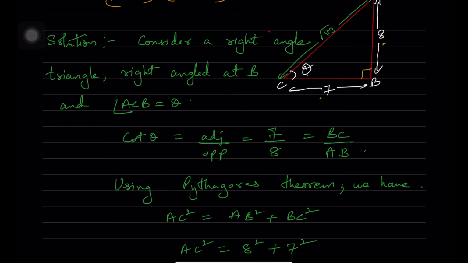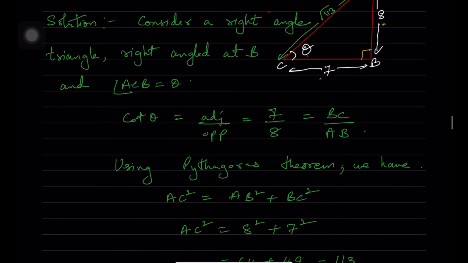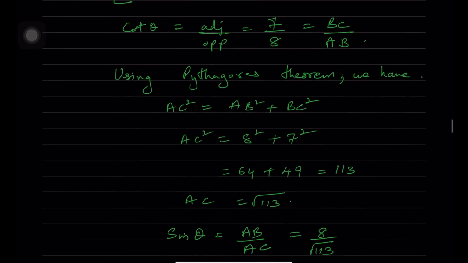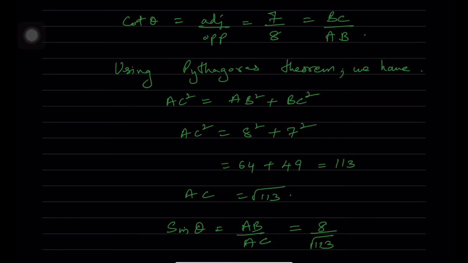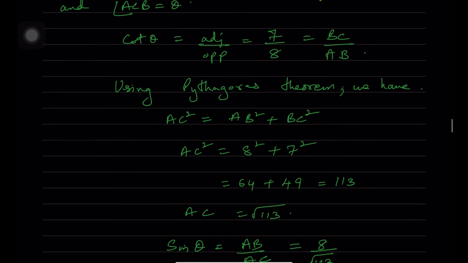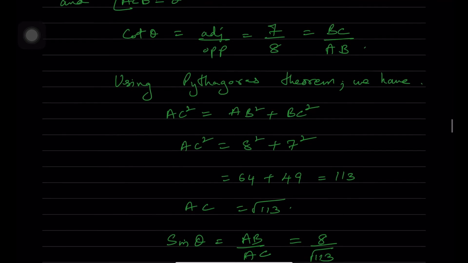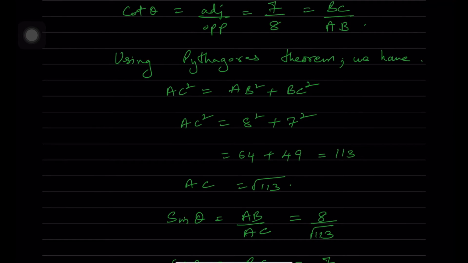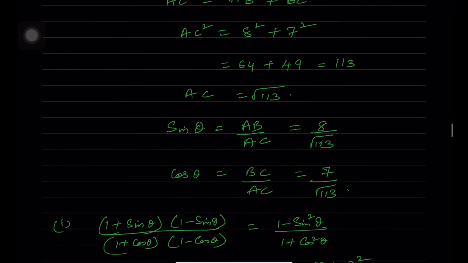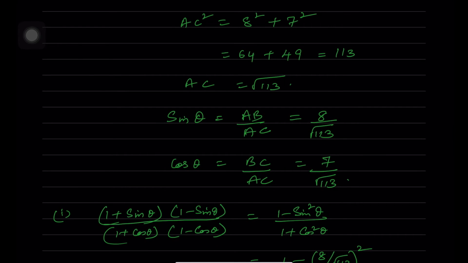Now using Pythagoras theorem, we have AC square is equal to AB square plus BC square. AC square is equal to AB, which is 8 square, and BC square we got as 7 square. So which is equal to 64 plus 49, which is equal to 113. Now AC is equal to root of 113. So therefore sin theta is equal to AB by AC, which is equal to 8 by root 113. Cos theta is equal to BC by AC, which is equal to 7 by root of 113.